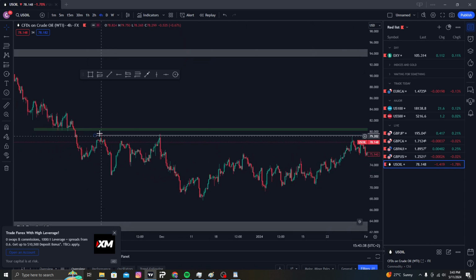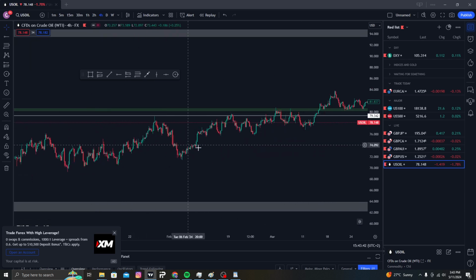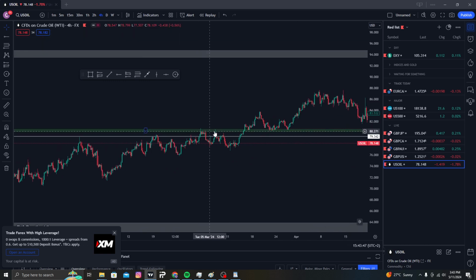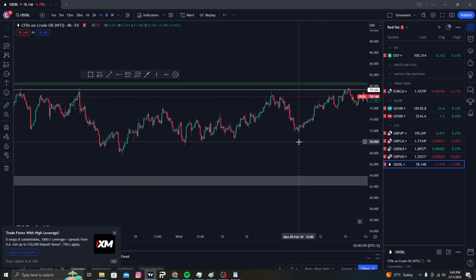You see price, sellers created a new level. Now price finally broke that level here. You see it? Price finally broke that level here. If you see it, write a W there. Put a W there.